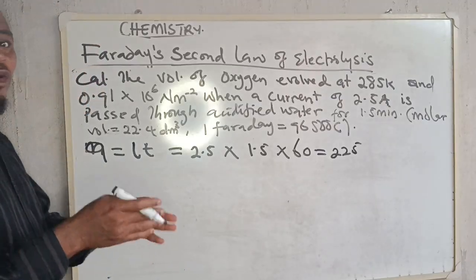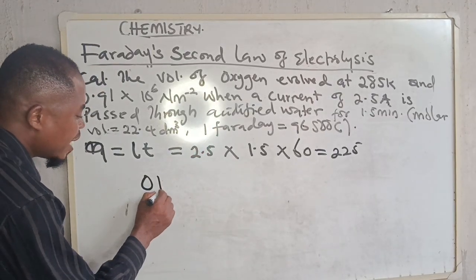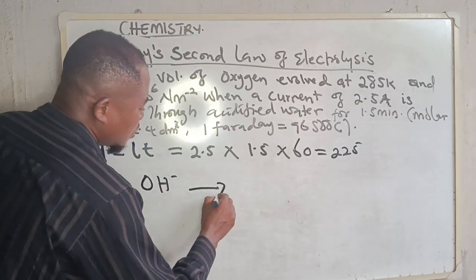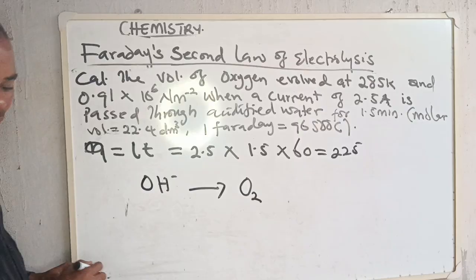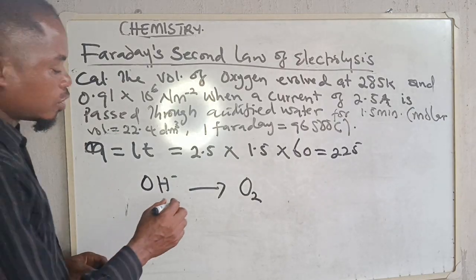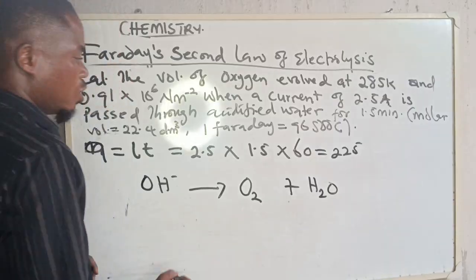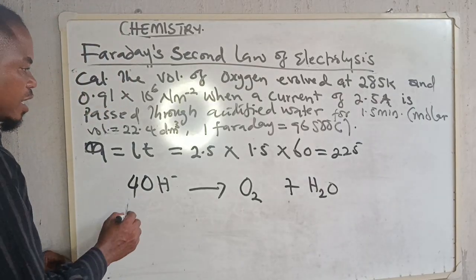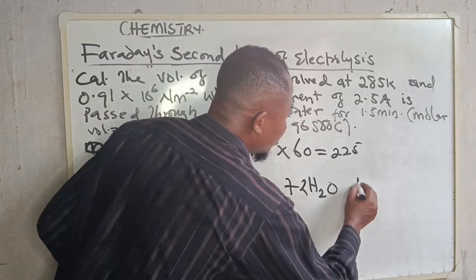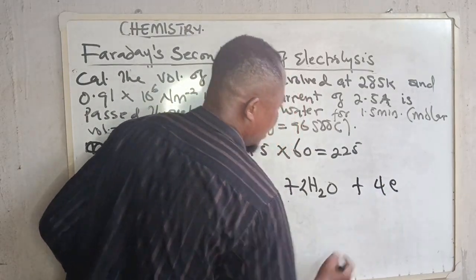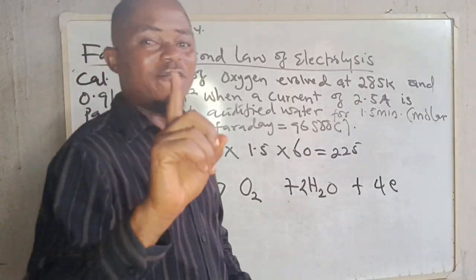They say calculate the volume of oxygen evolved. So we're going to look at the anodic half equation for the evolution of oxygen. That means OH⁻ is oxidized to form what? O2 plus H2O. We need to balance this equation. If we put 4 here, and then we put 2 here, I think this equation is balanced. Plus 4 electrons.